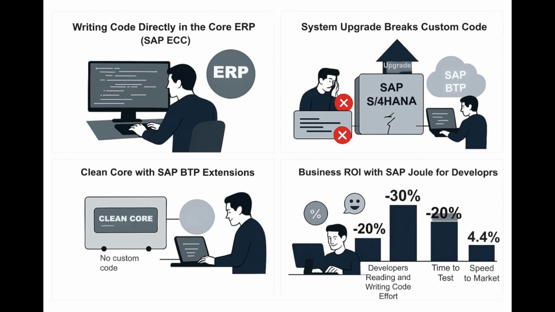Okay, so SAP is trying to stop this with a strategy called clean core. They want companies to stop modifying the core and instead build modern cloud compliant extensions. This strategy keeps the ERP stable and upgrade safe. Like all custom logic moves to SAP BTP as side-by-side extensions using APIs and events. But asking millions of traditional ABAP developers to suddenly change how they code is a massive challenge. That is why they came up with SAP Joule for developers.